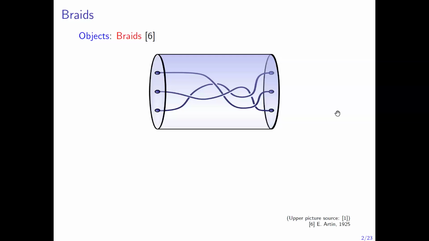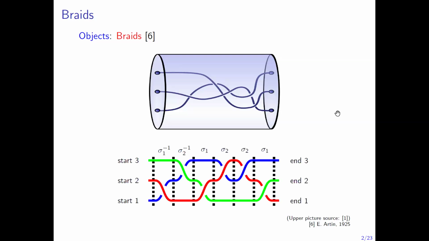This has some application in quantum physics to study quantum particles and how they intertwine with each other. But I'm not really good with continuous stuff, so I really like to make everything discrete. So we're going to see braids as a sequence of elementary operations.